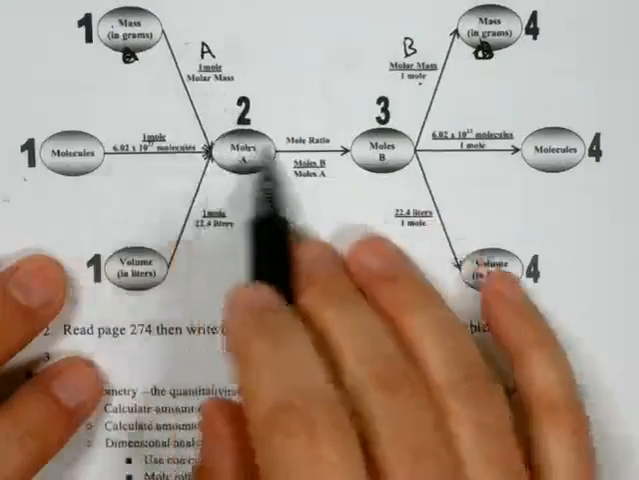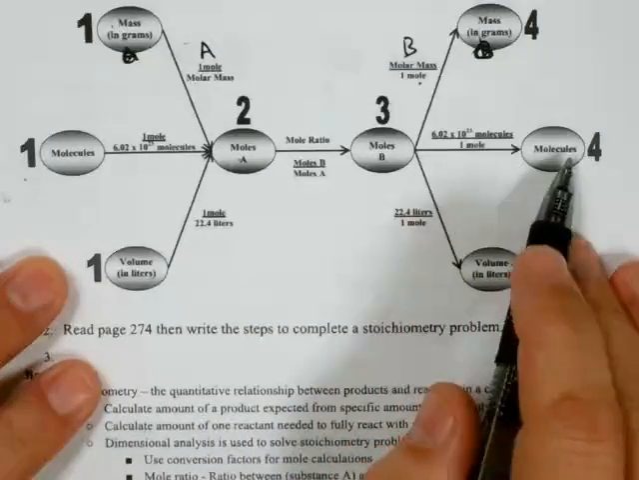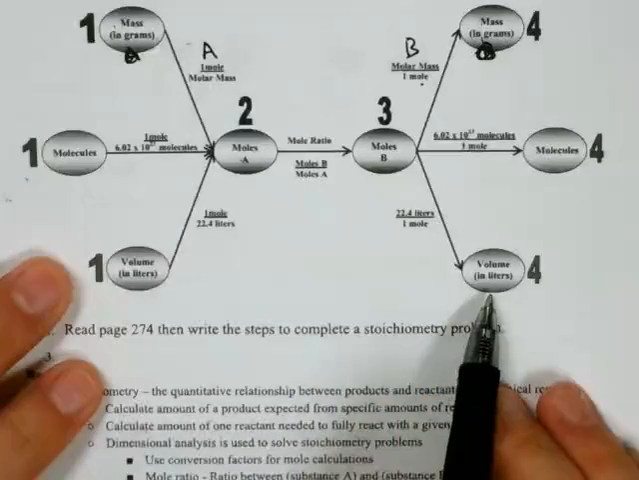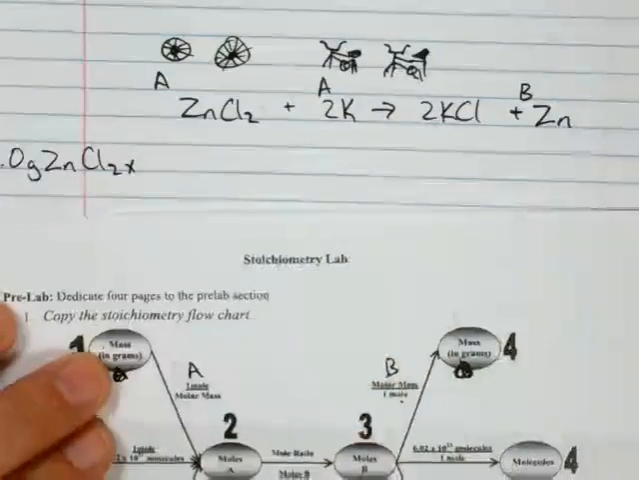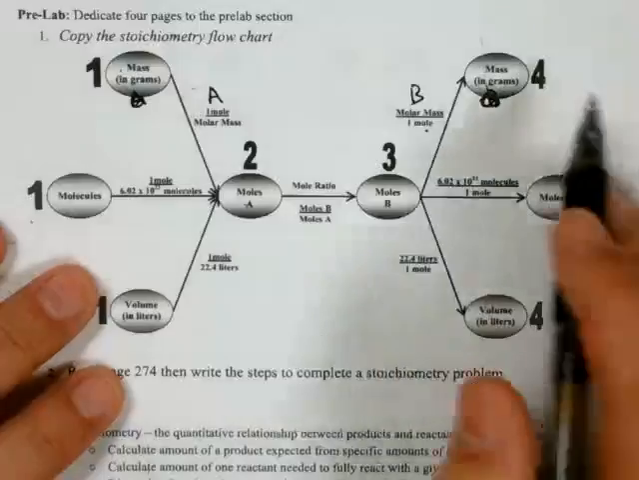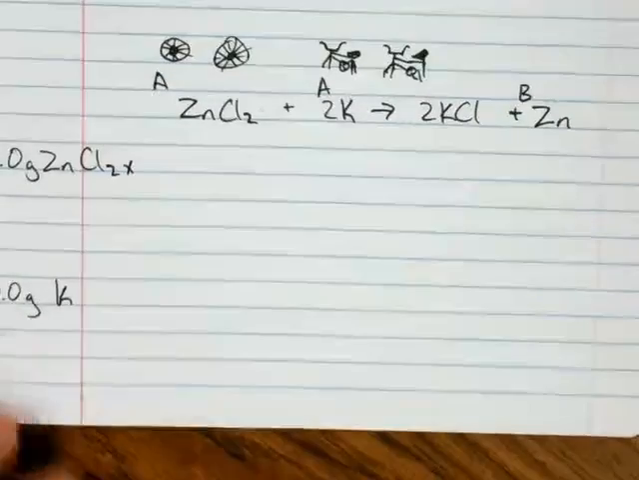You use your flow chart to go from A to B, and we'll just go with mass. You could also go with molecules, but you can't go with volume because this is not a gas. So neither product, zinc chloride or zinc, are gases. You'd have to use either mass or molecules.